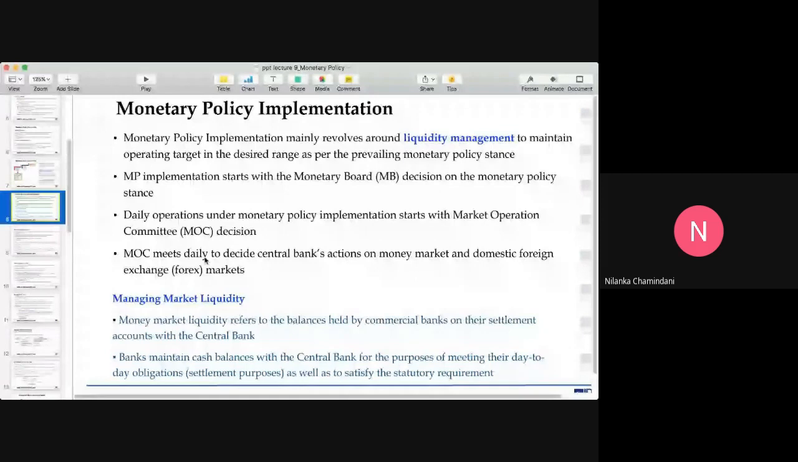Likewise, by managing the liquidity level, the central bank tries to maintain the operating target, which is the short-term interest rate, in order to maintain the monetary policy stance. At this moment, we know what the rates are, so the central bank tries to maintain the market interest rates between these two rates. That is the process.